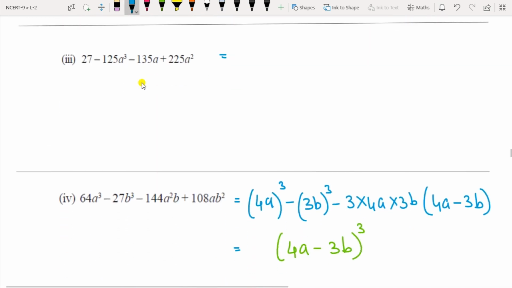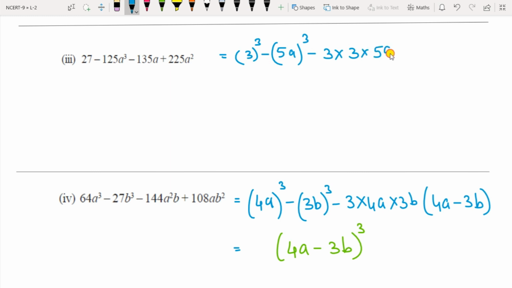Similarly, the next one. This is 27, which means it is 3 cube, and 125 means 5a cube, minus 3 into first term into second term, 3 into 3 into 5a, and this becomes 45a. Now if you divide 45a into the third and fourth terms, you will get 3 minus 5a, and therefore the answer is this bracket 3 minus 5a the whole cube. That is the answer for this question.